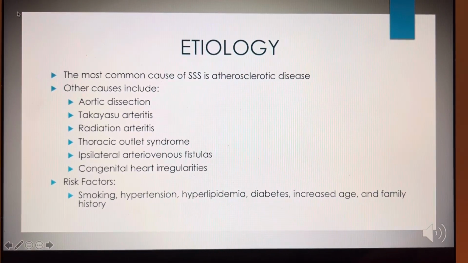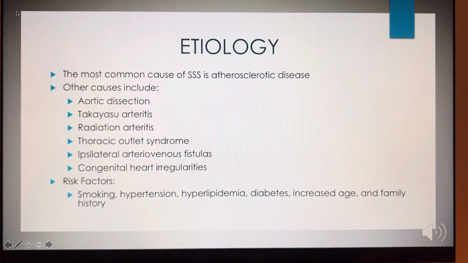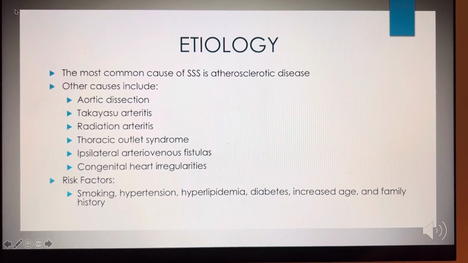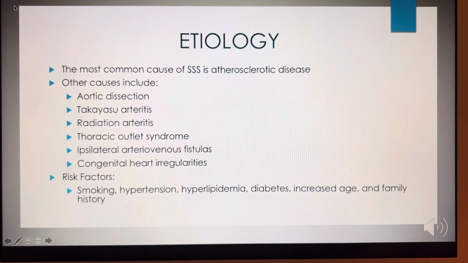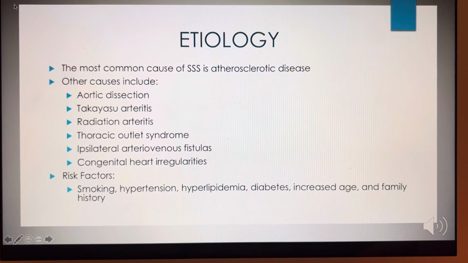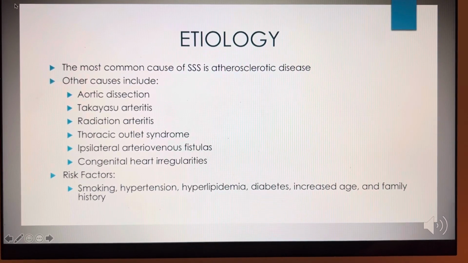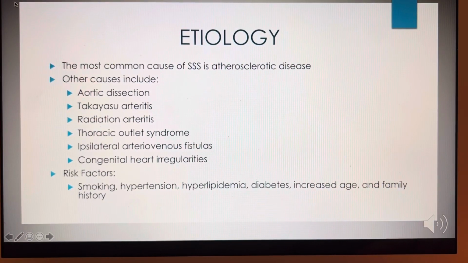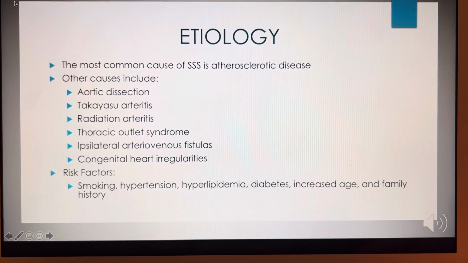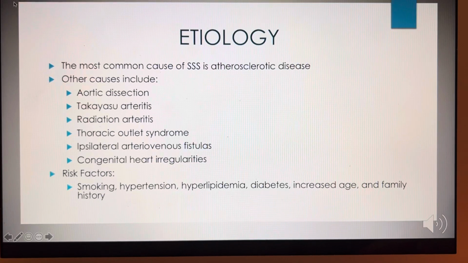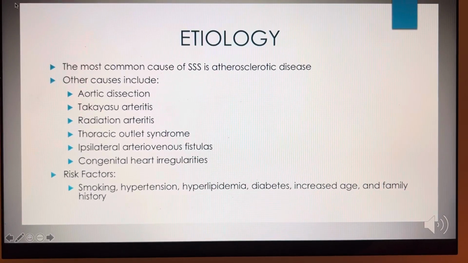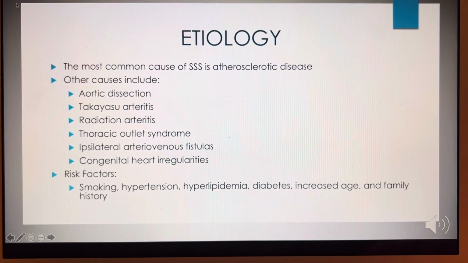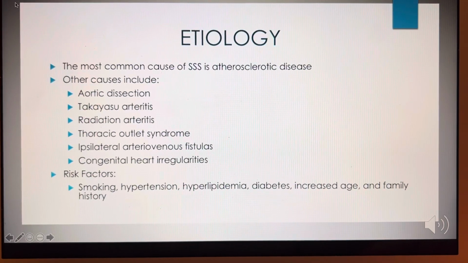The most common cause of subclavian steal syndrome is atherosclerosis or atherosclerotic disease. Other causes may be aortic dissection, Takayasu arteritis, radiation arteritis, thoracic outlet syndrome, ipsilateral arteriovenous fistulas, and congenital heart irregularities. And the risk factors are those that would be associated with atherosclerosis. So those include smoking, hypertension, hyperlipidemia, diabetes, increased age, and family history.